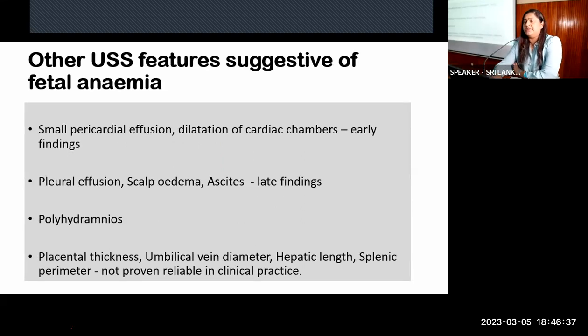So apart from middle cerebral artery peak systolic velocity, what are the other ultrasound features that are suggestive of fetal anemia? One of the early findings you might get is small pericardial effusions and dilatation of the cardiac chambers. And then, as the disease progresses, late findings include pleural effusion, skin edema, ascites, and polyhydramnios. Other things that have been looked at include placental thickness, umbilical vein diameter, hepatic length, and splenic perimeter. They are not yet proven to be reliable for routine use in clinical practice, however.